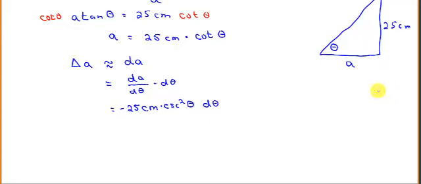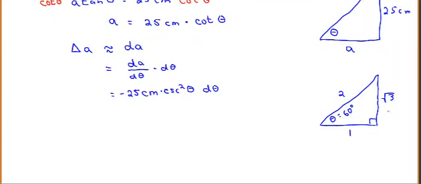Well, if theta is 60 degrees, I'll just draw a new triangle so I don't clutter up the original. Then the sides are in the proportion 1 for the short leg, 2 for the hypotenuse, square root of 3 for the long leg of the right triangle. So cosecant is the reciprocal of sine. Sine is opposite over hypotenuse, so cosecant will be hypotenuse over opposite.